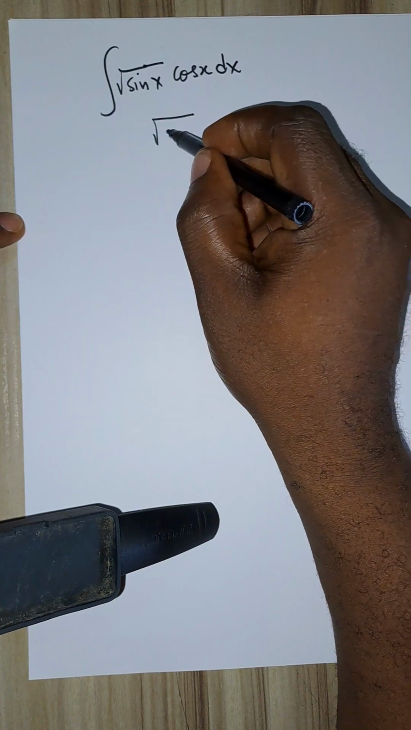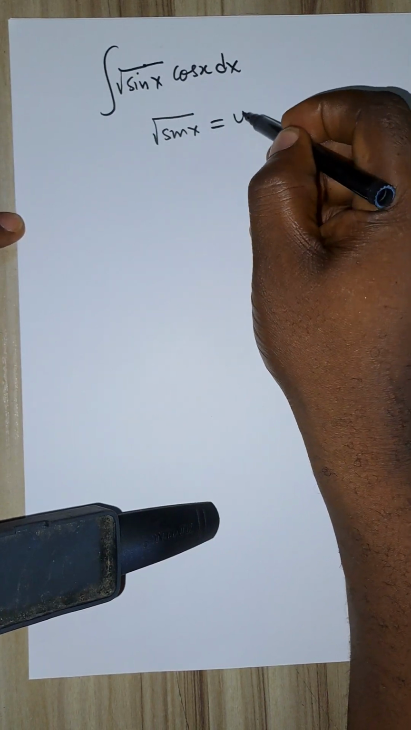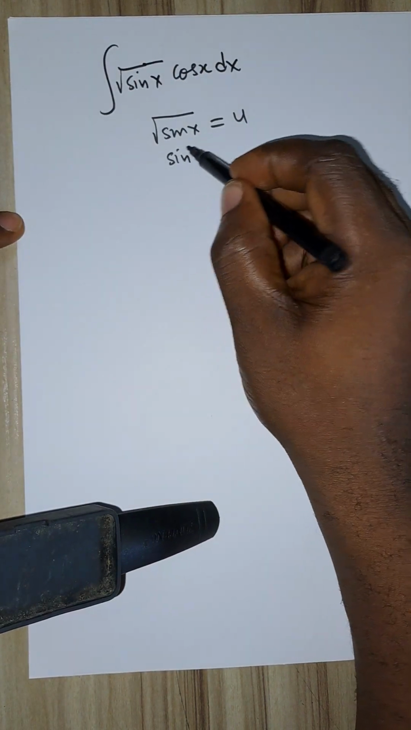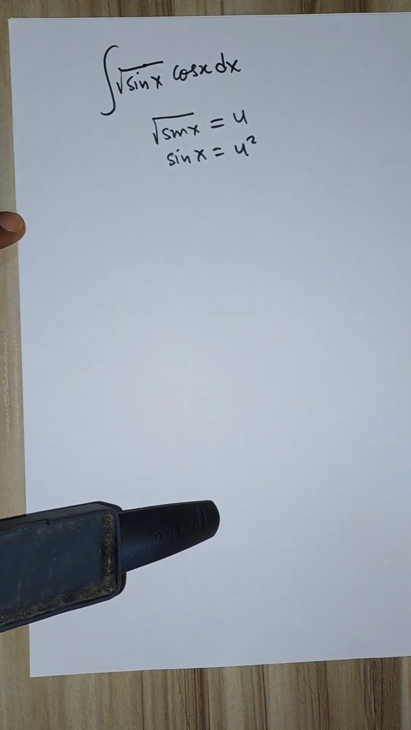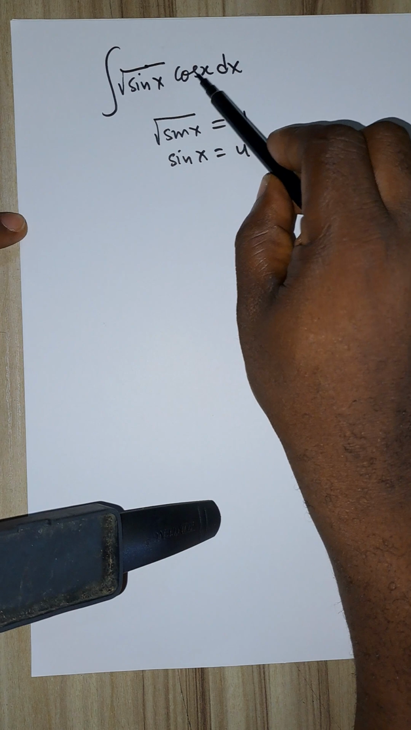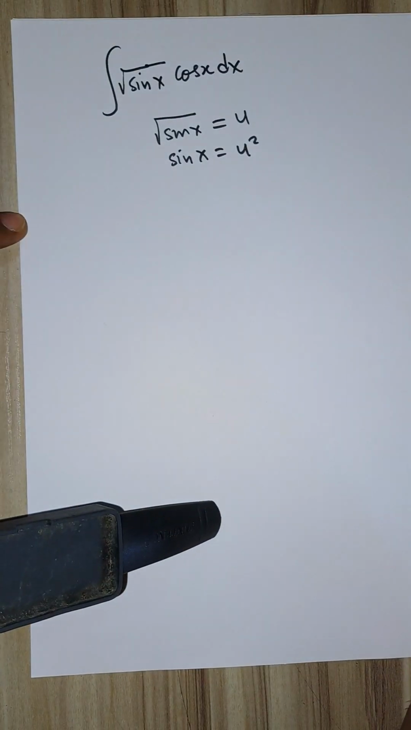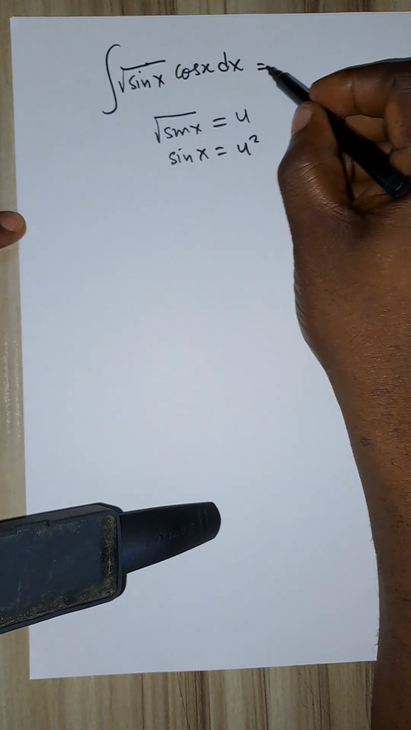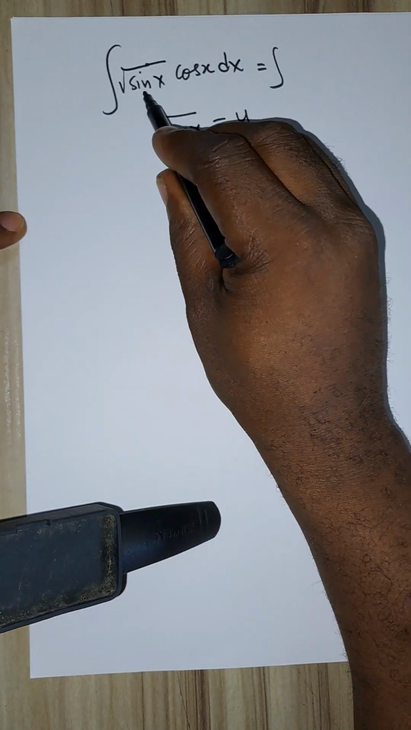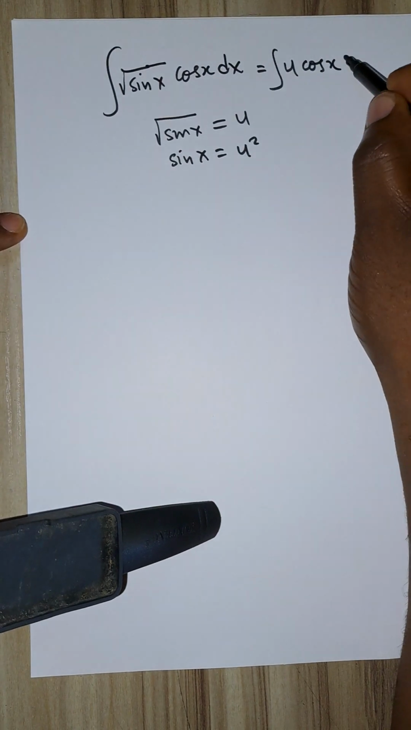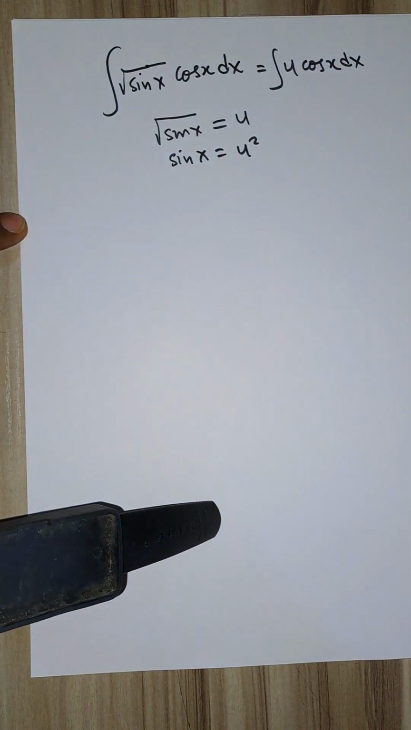Let square root of sine x be equal to u, for instance. So if I square both sides, I will have sine x equals u squared. Once you do that, you will be able to eliminate cosine x. Now this can be written as integral square root of sine x is u, cosine x dx.